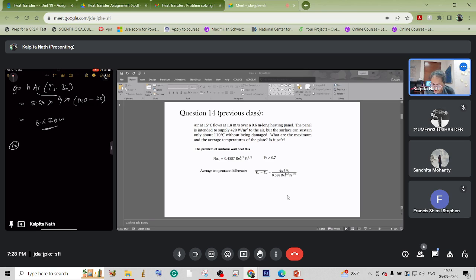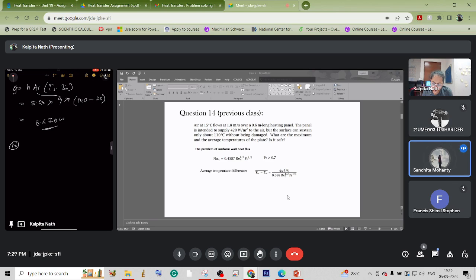Then, what will we do? How to calculate the wall temperature? The equation is already given. So you just put the value of QW in terms of the maximum temperature.